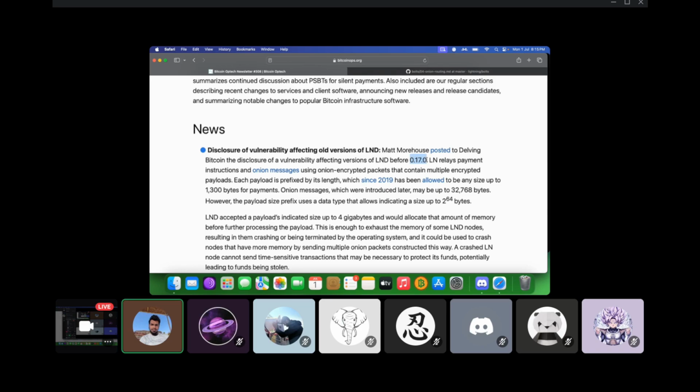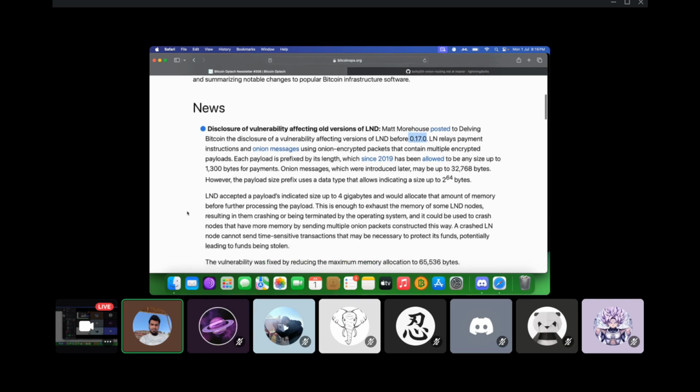The vulnerability has now been mitigated. It affected the versions below this. So if anybody is running an LND node of a version below this, then as per this article, the author recommends you to upgrade to at least this version to circumvent this vulnerability.